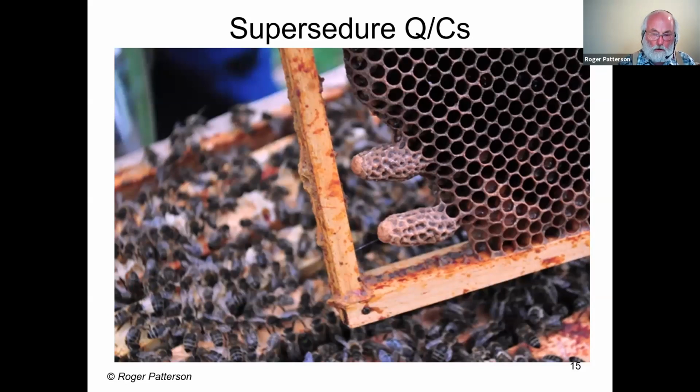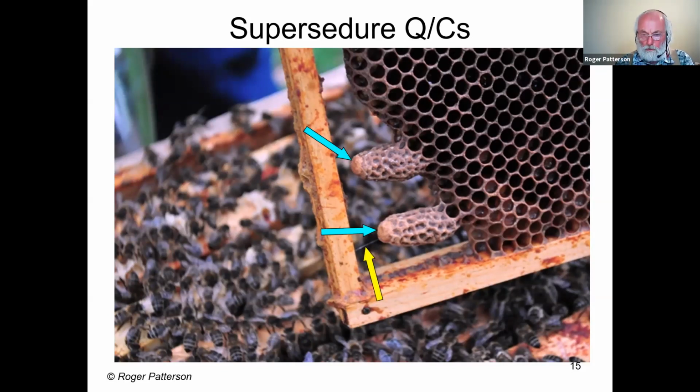These, however, are supersedure. Look, they're close together. They're not on the face of the comb. But have a look at the tips. The bees have started thinning them down, which they tend to do in the last 36 hours. So they're both fairly similar in age. If they're the only ones in the colony, 100% certain they're supersedure cells.